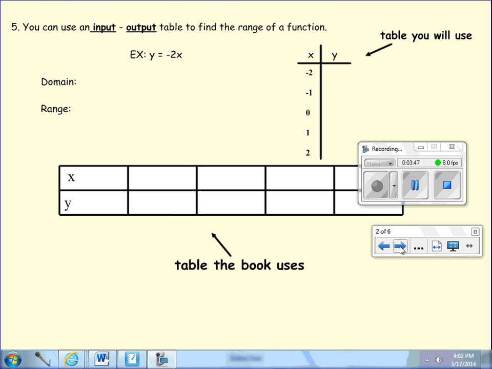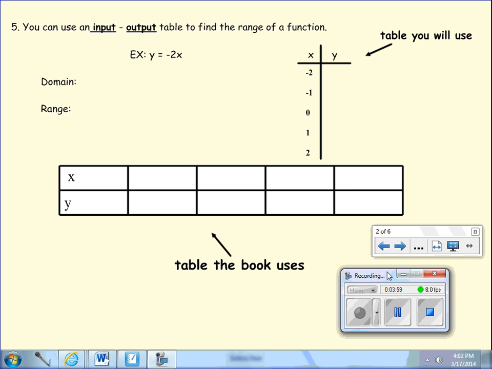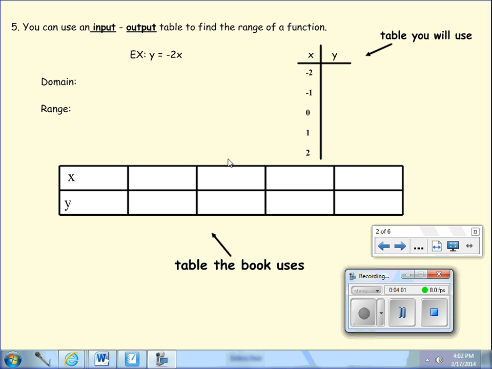So in your examples, we have example number 5. You can use an input-output table to find the range of a function. If you'll notice here, in this long rectangular box is the type of example that the book gives. But what we're going to be making, as far as an input-output table, is a table such as this, a very long T table, if you'd like to say it like that. And we're going to determine what the range is. Remember, the x is the domain, and we are going to input these numbers in this equation to determine what our output would be, what our range would be.